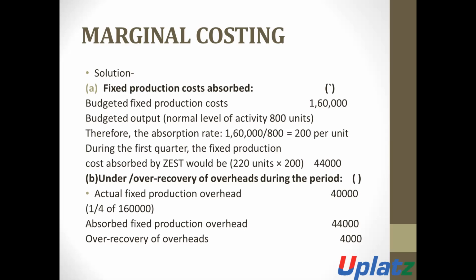Now, there is a second requirement of under or over recovery of overhead during the period. Actual fixed production overhead should be 1,60,000 divided by 4 because it is related to the first quarter. Then it should be 40,000.